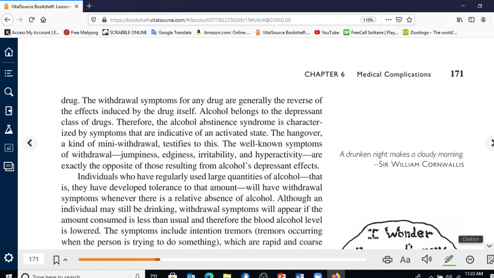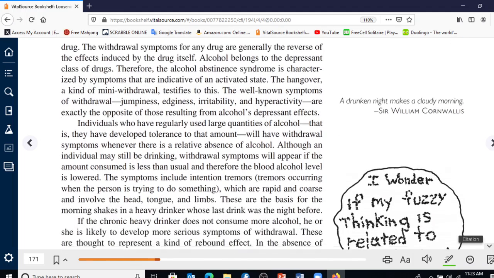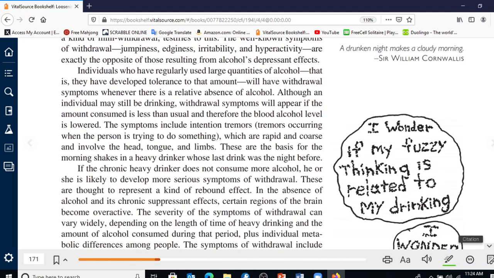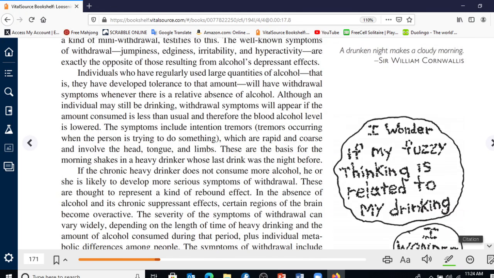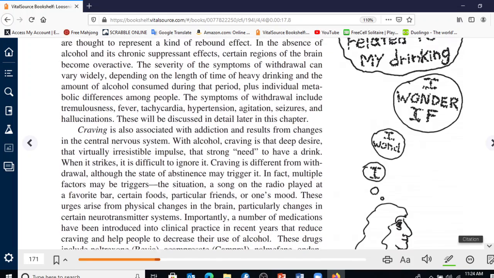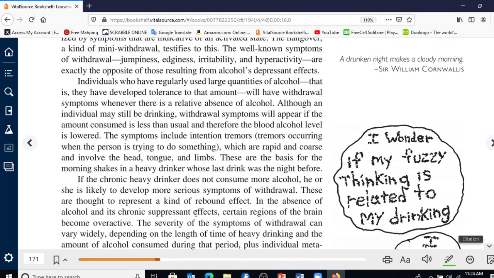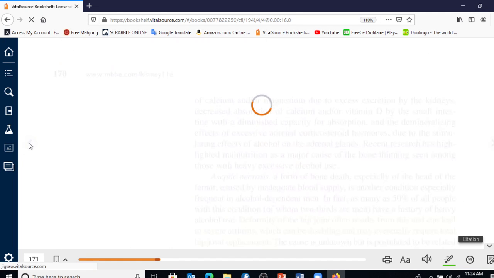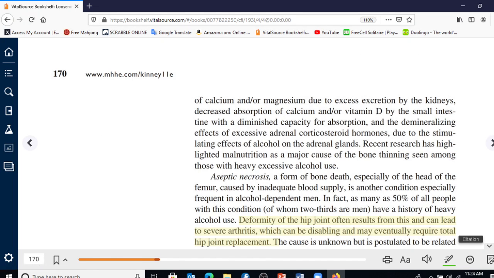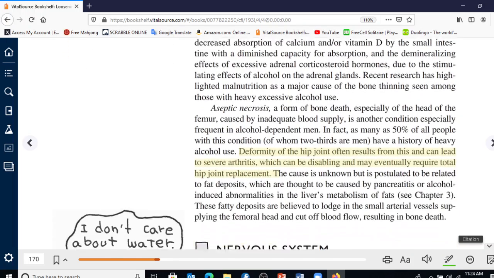Individuals who have regularly used large quantities of alcohol are more likely to have these skeletal conditions than people who have not. So it's just another thing to look forward to if you get to be an old drinker. What did I do? I jumped right over here to something else, didn't I? Yeah, there it is, aseptic necrosis.